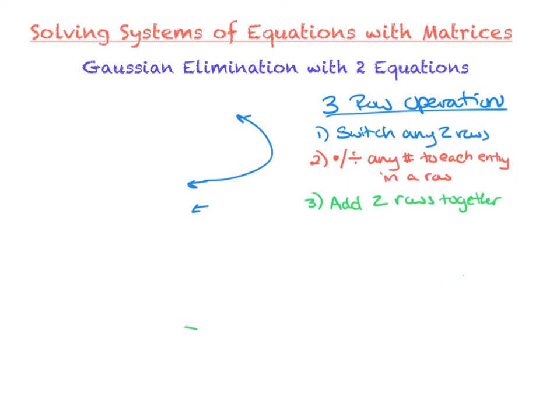Now remember, our goal is to get 1, 0, 0, 1 on the left side of our matrix, where the 2, 3, negative 1, 1 is. So I want to give you a really big piece of advice.